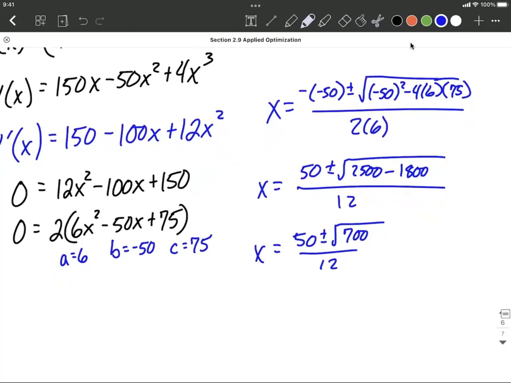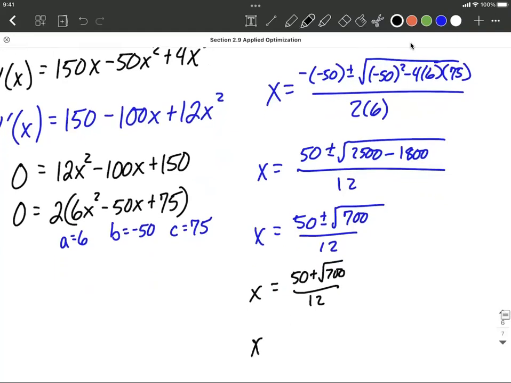Now, really, this is two different solutions, right? That's what that plus and minus means. So this indicates that we have x equal to 50 plus the square root of 700, which doesn't reduce down nicely, the square root of 700, that is, and x equal to 50 minus the square root of 700, all divided by 12. Let's get an approximation for this.